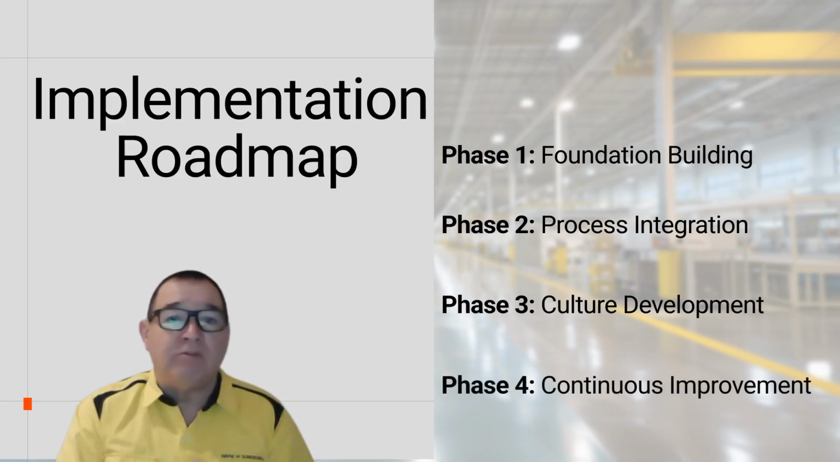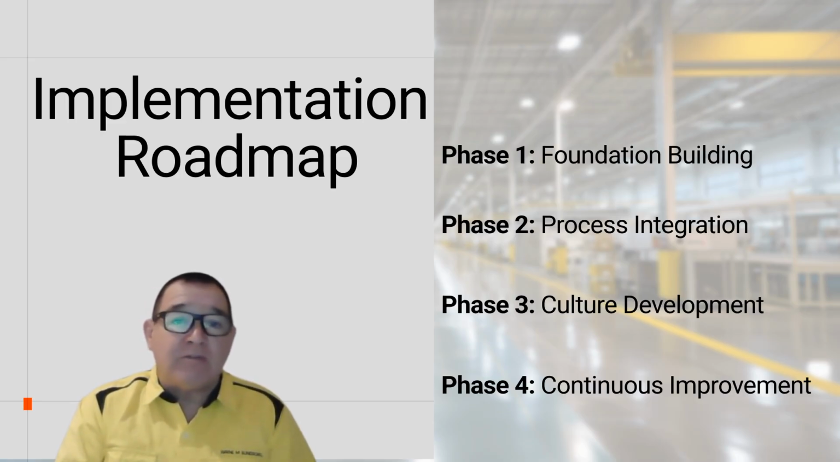Phase 4, Continuous Improvement. Regularly review investigation findings to identify patterns in human factor contributions. Use these insights to proactively address systemic issues before they lead to incidents.